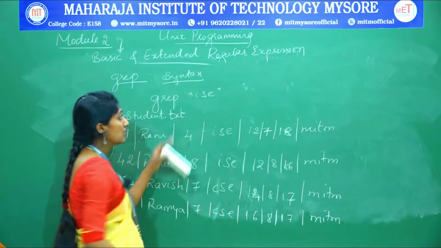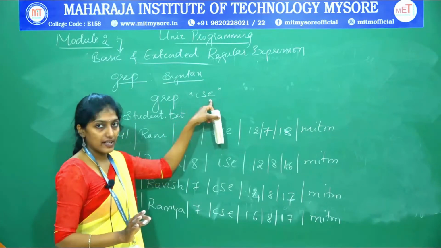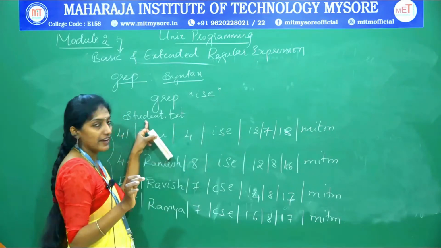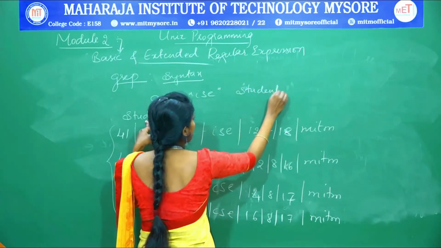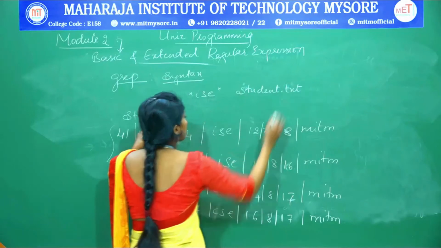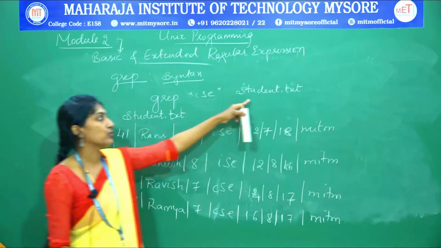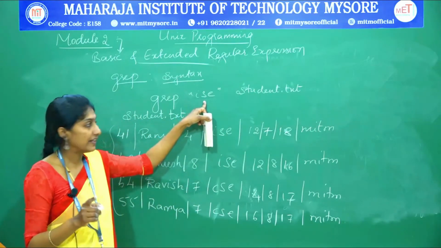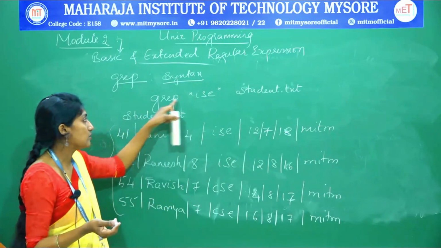So ISC: grep, the option I have not given since it is optional, the pattern I have given, and the pattern should always be enclosed within double quotes, followed by the file name you have to provide. So the file name is the student.txt file. This is what I have to search, that is, the ISC pattern has to be searched from the file student.txt. So how do I search? I have given that as an input to the grep command.